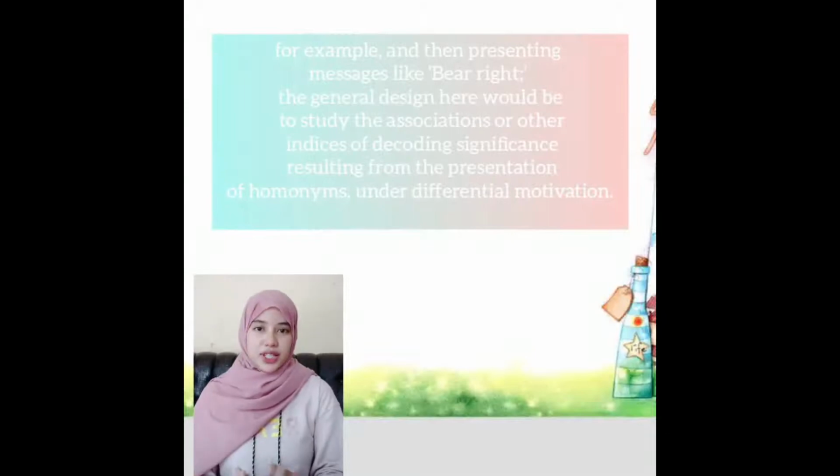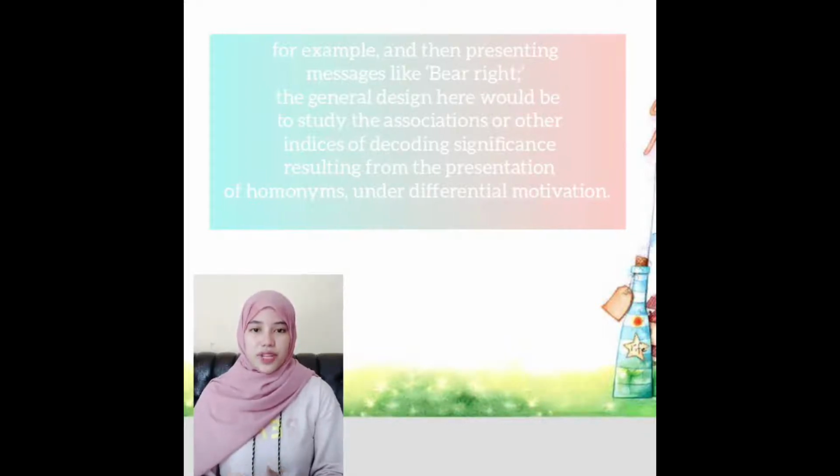In all of these cases, however, manipulation of the motive or interest state in terms of the subject selection and frequency of use variables is probably confounded. One can speculate on the possibility, however, of creating interest in children, animals versus yours, for example, and then presenting homonyms like bear and bare. The general design here would be to study an association or other increase in the counting significance resulting from the presented homonym under motivation.